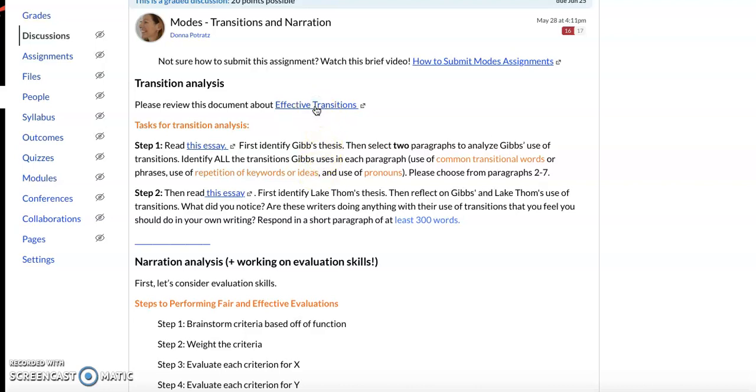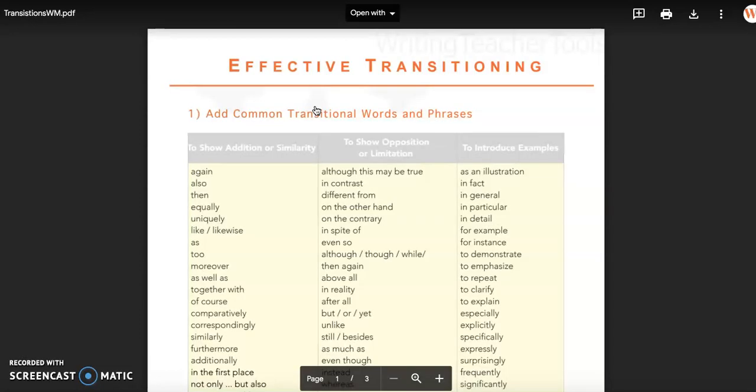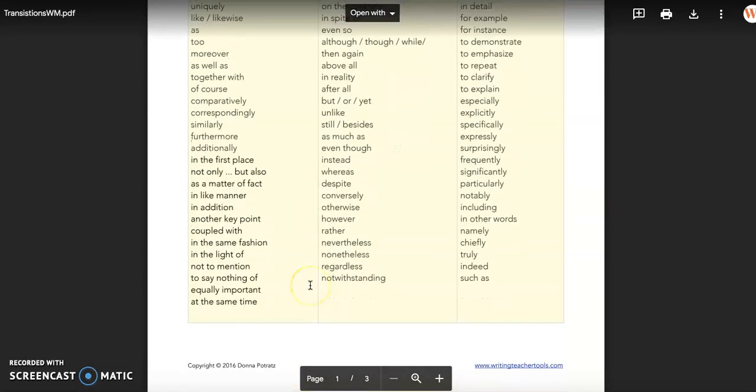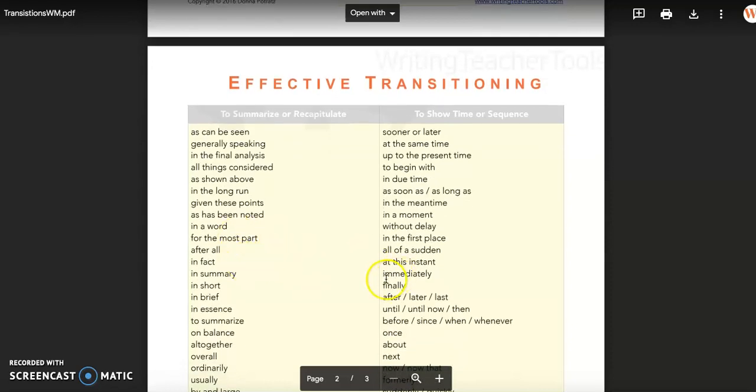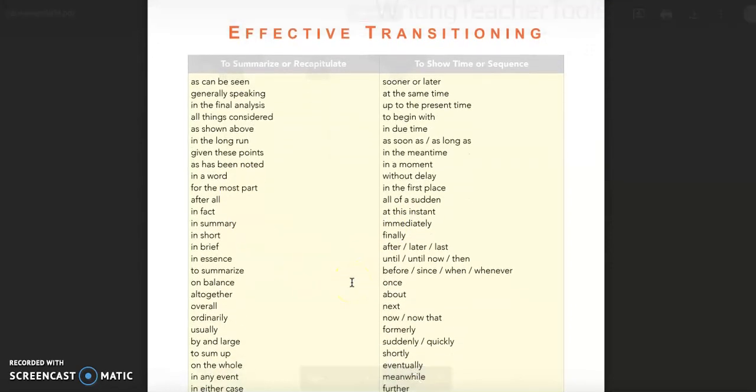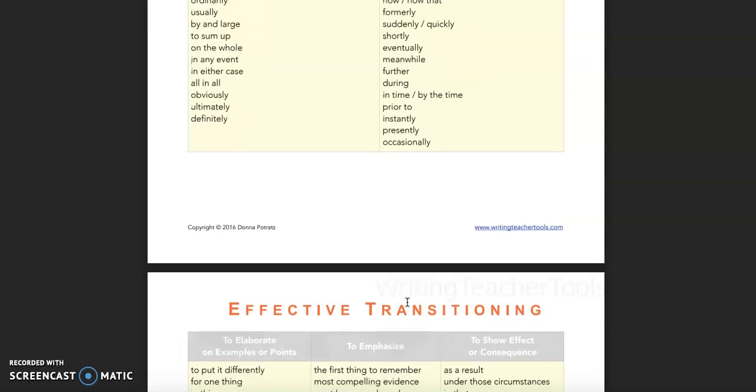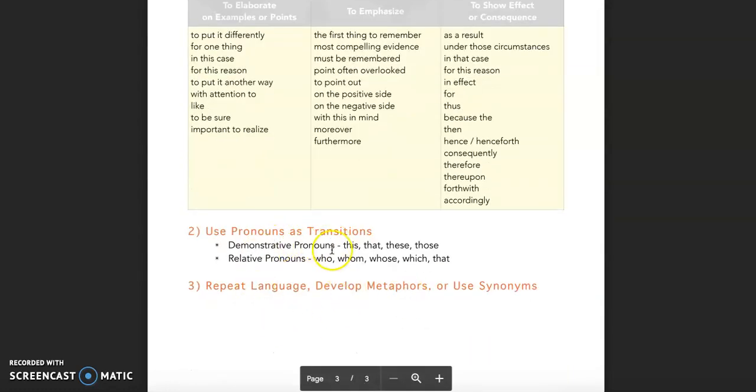not necessarily just using the formulaic transitional words, which is what I've offered you guys here with this chart with all these different formulaic transitions, meaning they can just go into lots of different paragraphs, but also creating what I'm going to call custom transitions. And that's this stuff down here. And this is the more sophisticated transitioning that we saw happening in both Gibbs and in Lake Tom.